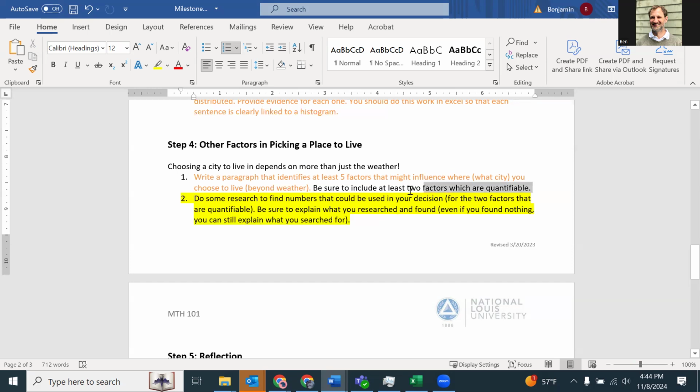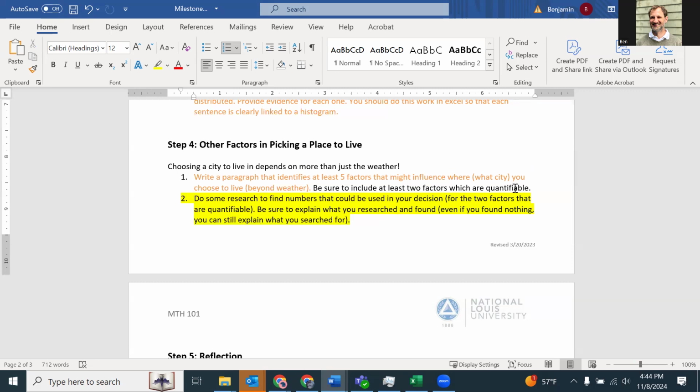2 factors that are quantifiable. Quantifiable is just a fancy word, which means we can measure it and put a number onto it. So if I'm talking about, is it a cool town? I don't know how to quantify that. I don't know how you would quantify that.